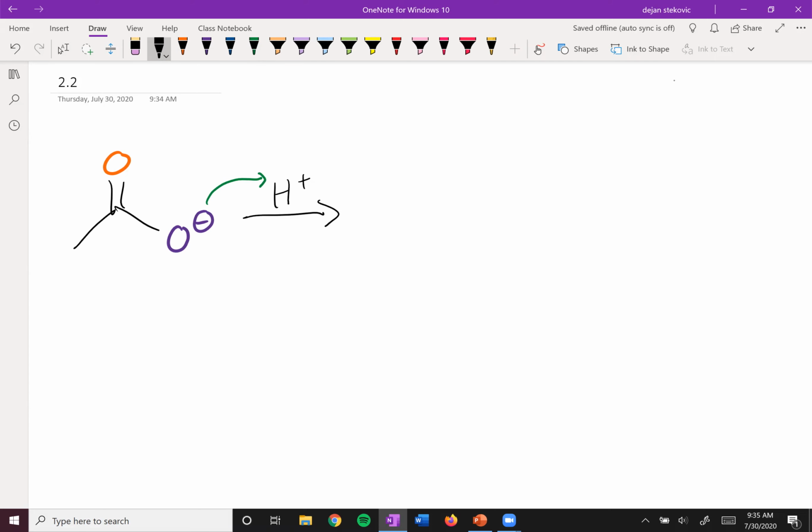And then what we see experimentally, our products, we can actually label these oxygens. So we can tell which one's orange, which one's purple, right? We can tell that experimentally. And so we get the product that we expect, right? Which would be the hydrogen attaching to the negatively charged oxygen. But we also get something else.